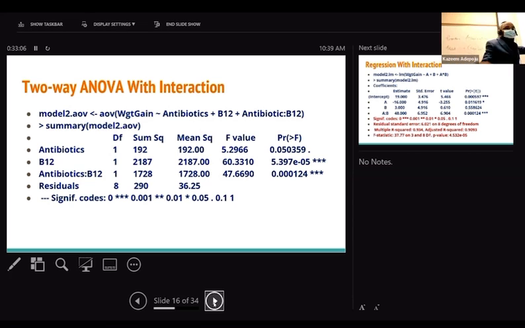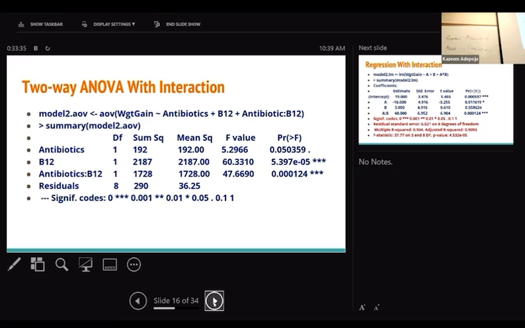What happened now? Okay, go ahead. That's a very nice question. I wanted to look at the code. You can say antibiotics, B12, and what? The multiplication, which is the interaction between them. That is what I included in the code.